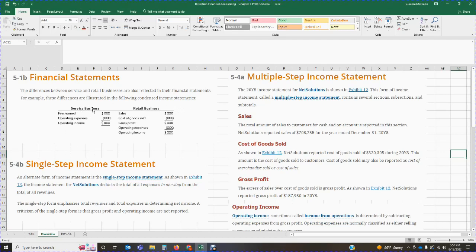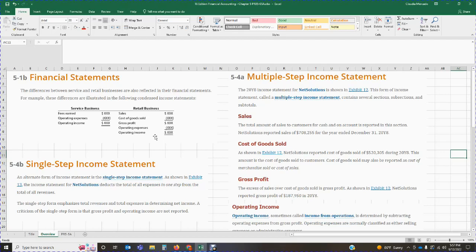For a service business, when we were calculating income, it was basically your fees earned minus your operating expenses, and that gives you your income or loss. Now when we're dealing with retail businesses, we have more items that we need to account for. We're going to have our sales and our cost of goods sold. How much are we paying for the goods that we are buying? How much did we sell those goods for? What profit did we make, if any? After we calculate our gross profit, we need to deduct any operating expenses that we incurred to arrive at our operating income.